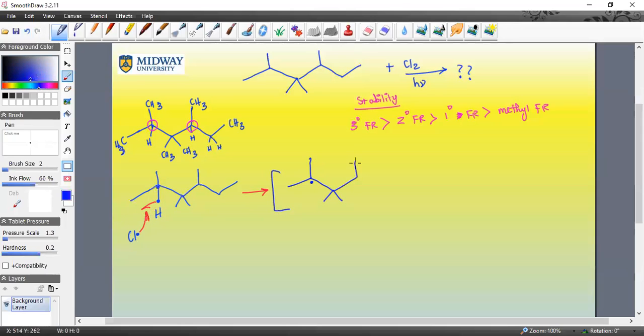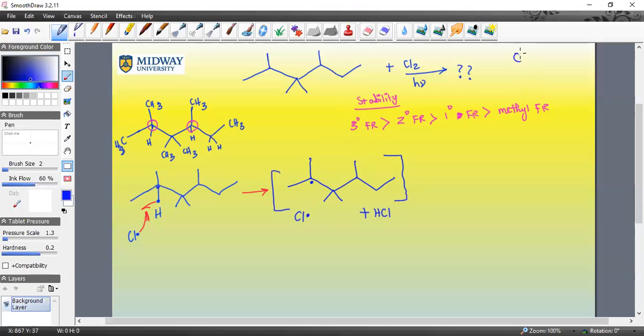So here we are, and that's our intermediate, plus we've made HCl. Now keep in mind, if a tertiary free radical has to be generated, that carbon must have only 1 hydrogen and 3 different groups. That's basically a tertiary carbon, and that's what leads to a tertiary free radical. So now we have this. Now let's go get our second.